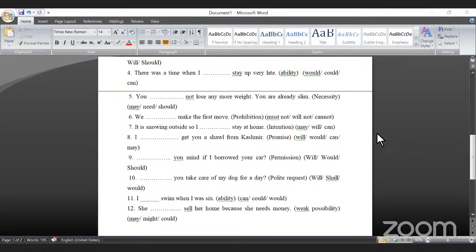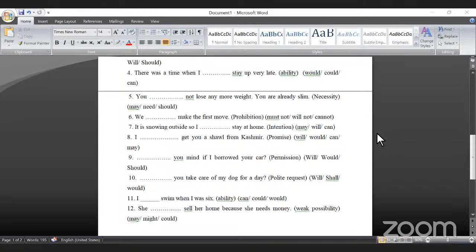Right. Now, last one. This is she dash sell her home because she needs money. Might. So she might sell her home because she needs money. Because we want to have a meaning with weaker possibility, and that is given by might. Although may and could fit here, the meaning that we want to have comes from might.